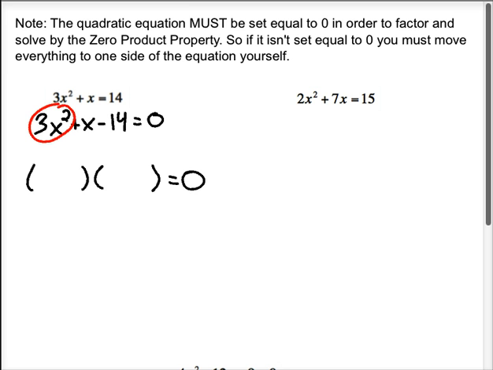How do I get 3x squared? Well, that's going to be 3x and x. How do I get 14? Well, 1 and 14, or 2 and 7. I notice it's negative, so I know I'm going to be using one negative and one positive. So that means I want the difference of the numbers I'm looking for to give me that 1x in the middle.